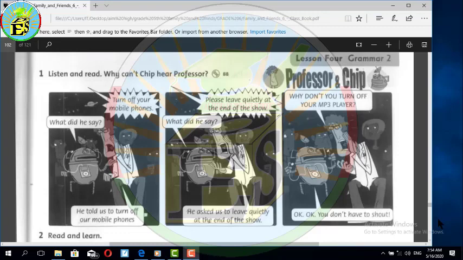Today we will study lesson 4 of unit 11 and we will complete speaking about the reported question or reported speech. But before going to the rule and studying the rule, we will listen to the professor and Chip.